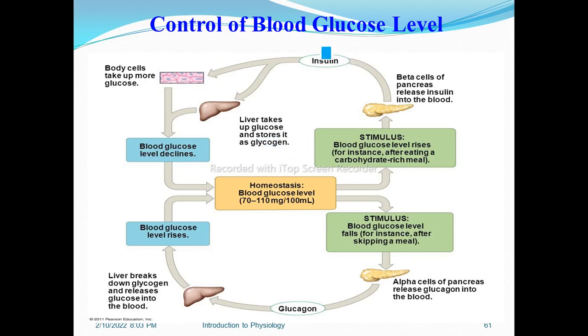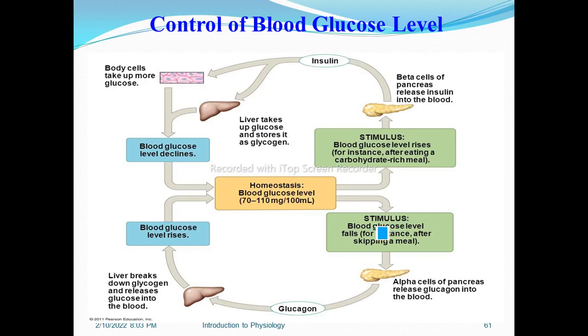That means insulin is very important to decrease glucose in the blood by sending it to tissues and by storing it in the liver in the form of glycogen. So now blood glucose level declines because of the action of insulin. By that time homeostasis is regained, so blood glucose level increases, then decreases by insulin.